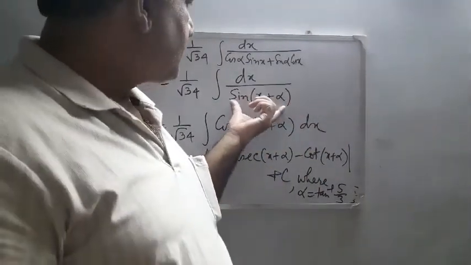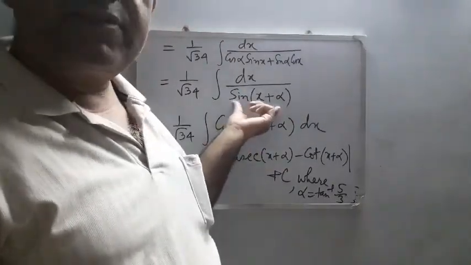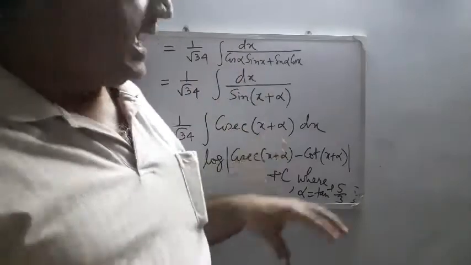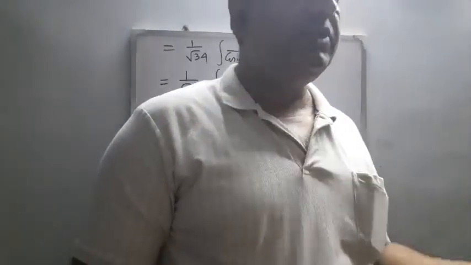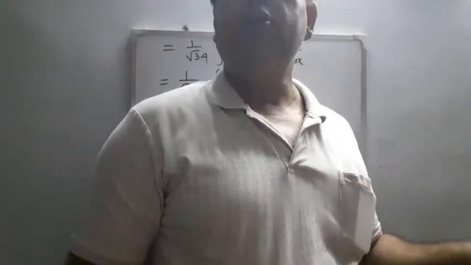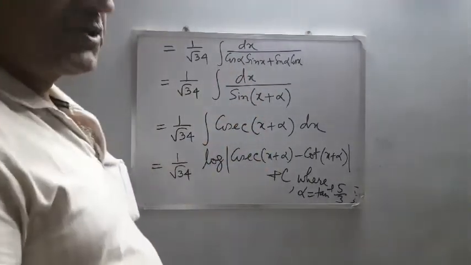If it is in terms of sin, take it in the numerator, it becomes cosec. If it is in terms of cos, take it in the numerator, it becomes sec. And both the formulae you know. In case of integral sec x dx, you know the integral is log mod sec x plus tan x. So boys, in this way you can solve these problems.